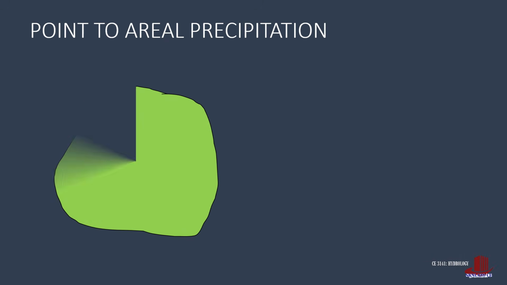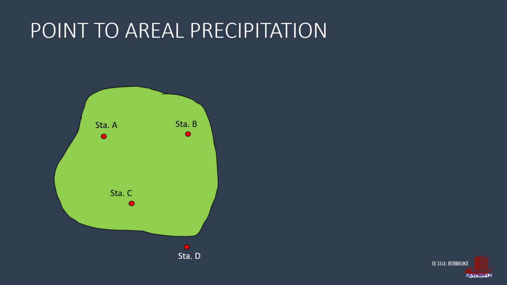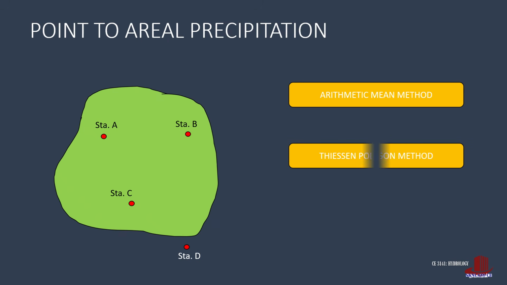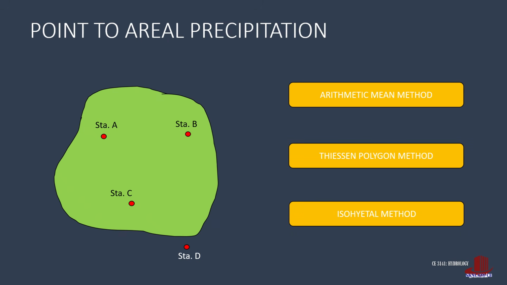For a specific catchment area with the included rain stations, there are different approaches in converting station precipitation into areal precipitation. The three methods are arithmetic mean method, Thiessen-Polygon method, and isohyetal method. The function for arithmetic mean method uses the average of all precipitation data from the stations. This is the simplest approach, but it is not that accurate compared to the other methods.